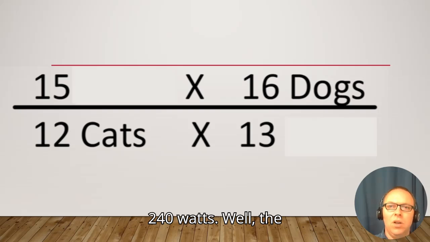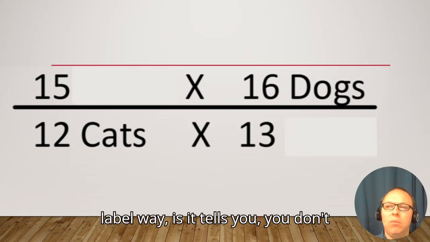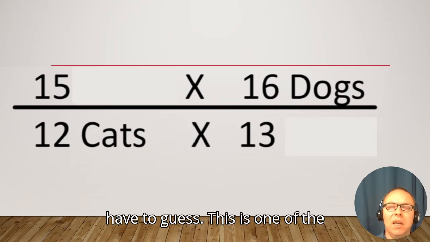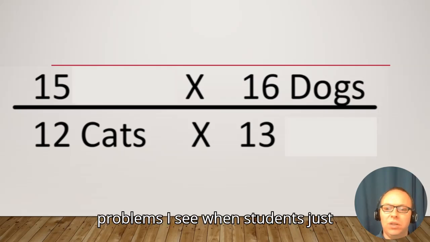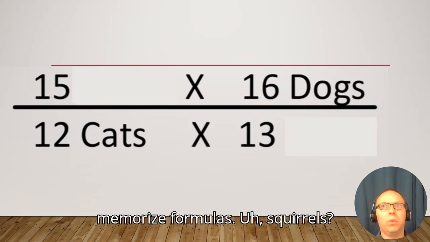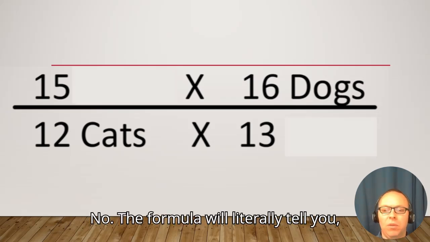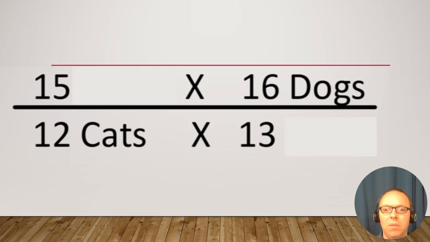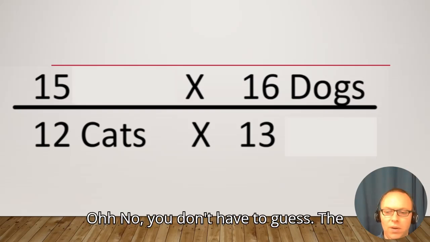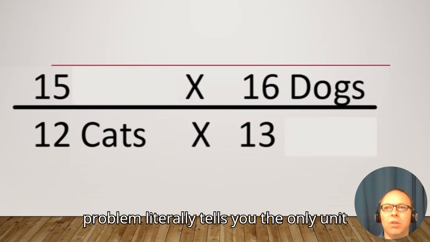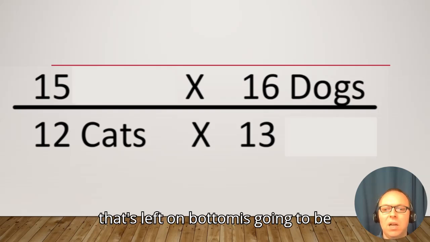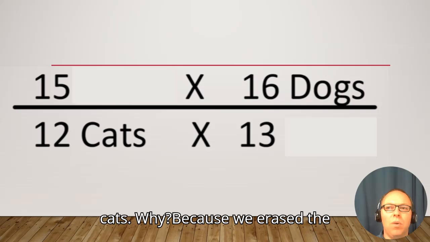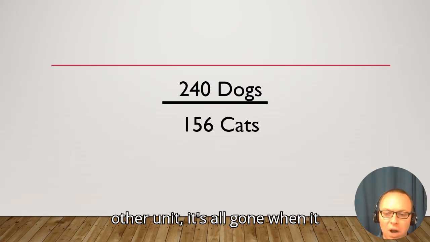240 what? Well, the beauty of doing it this way, the factor label way, is it tells you, you don't have to guess. This is one of the problems I see when students just memorize formulas. Squirrels? No. The problem would literally tell you, hey, it's going to be dogs, because that's the only unit that's left up top. Likewise, 13 times 12 is 156. 156 what? Oh, no, you don't have to guess. The problem literally tells you the only unit that's left on bottom is going to be cats. Right? Why? Because we erased the other unit, right? It's all gone when it canceled.